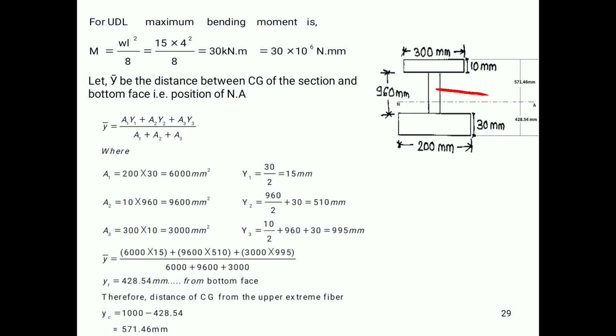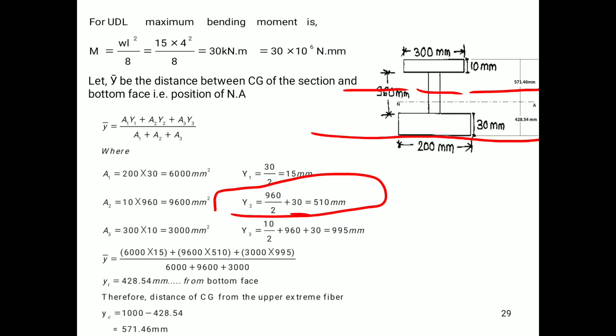In the same manner, we are going to find out the value of y2. For this particular section, remember that we have concentrated on the web section. The web section has depth equal to 960 mm and its width equal to 10 mm. Therefore, for this section, our centroidal axis will lie over here. So this axis from the bottom has a distance of 30 mm plus 960 by 2. Therefore, we have the final y2 equal to 510 mm.